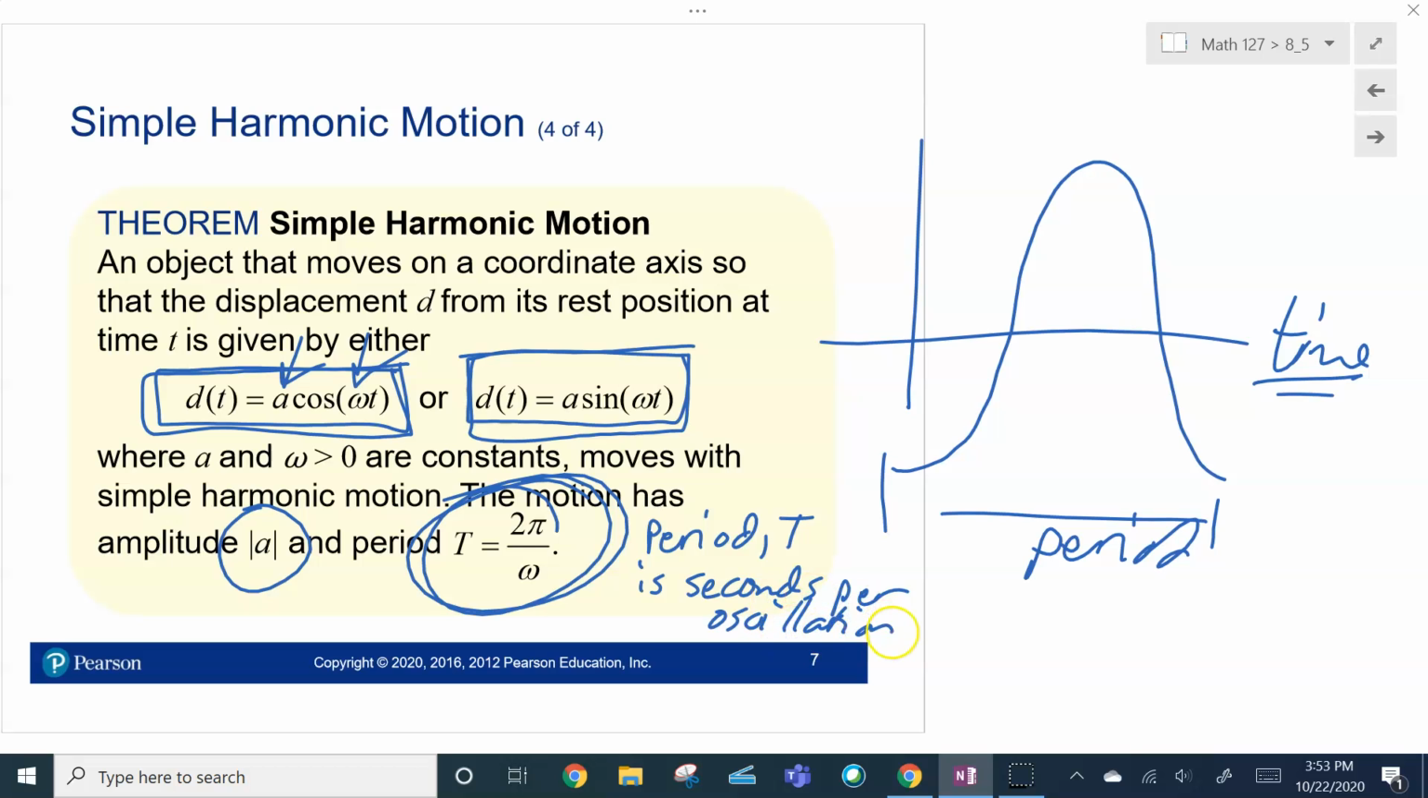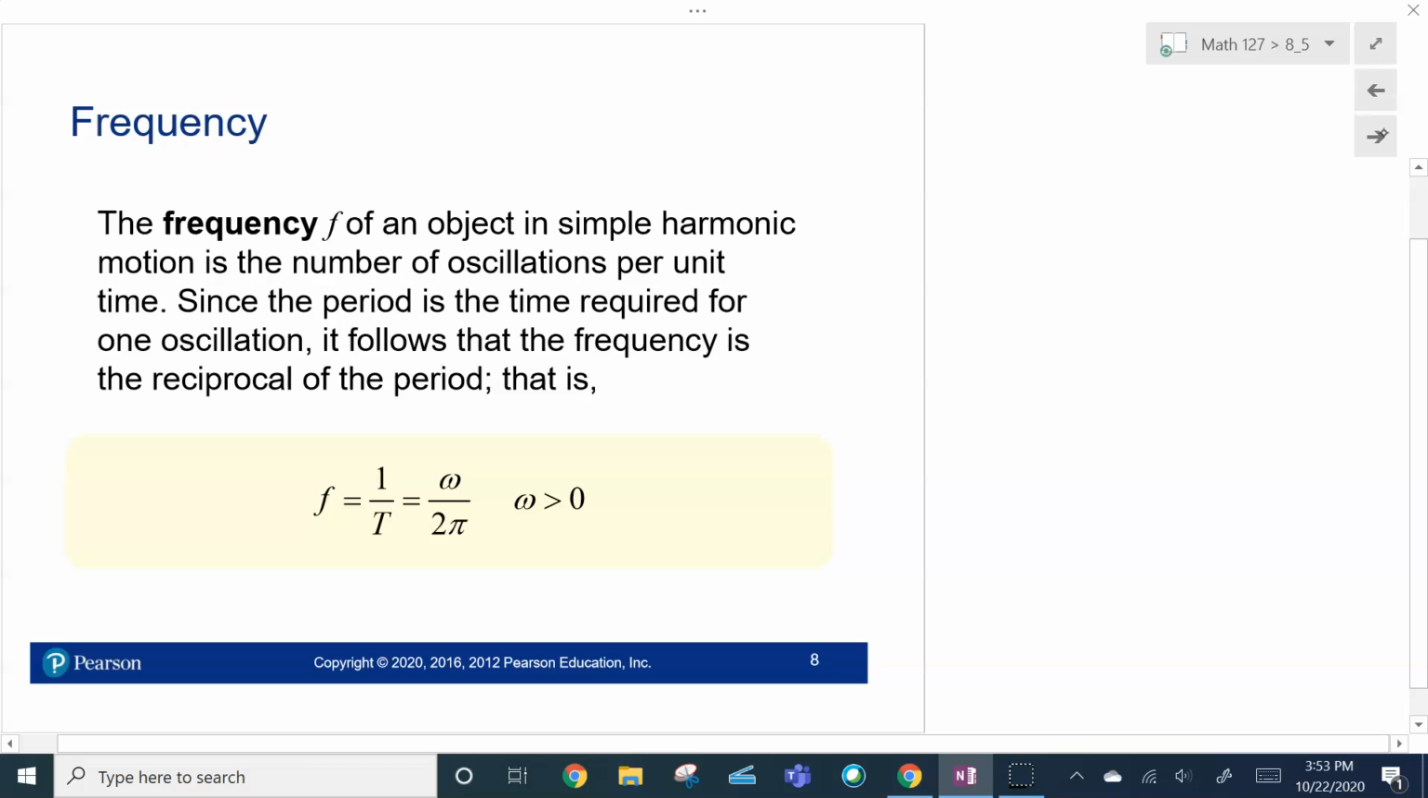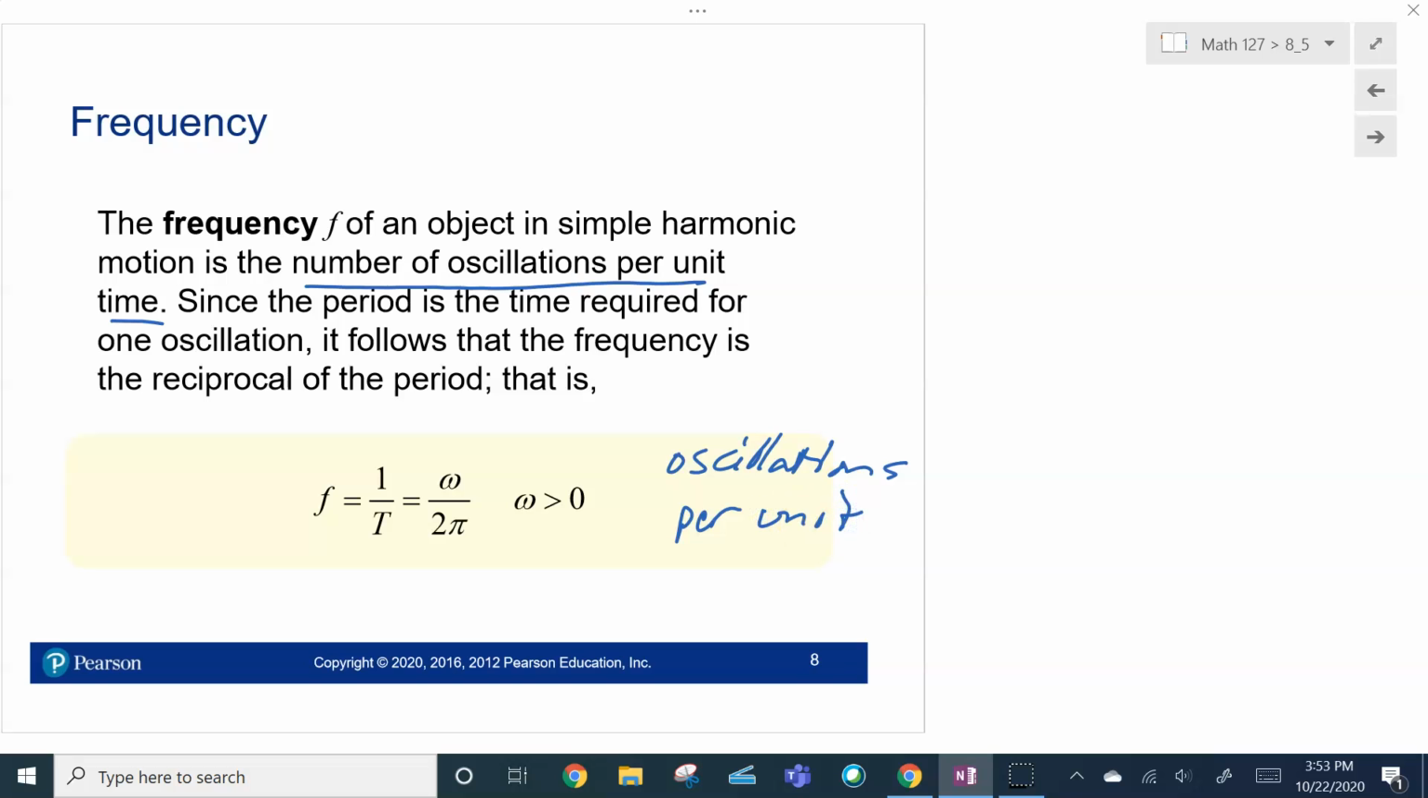Seconds per oscillation. Whereas our frequency is the number of oscillations per unit time. So this is the reciprocal of the period. So oscillations per unit of time, so per second. We're always in seconds. Oscillations per second. How many oscillations is it doing per second? That's our frequency. So again, the reciprocal of the period.